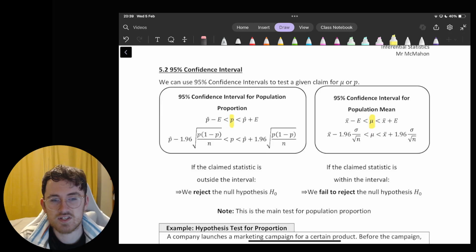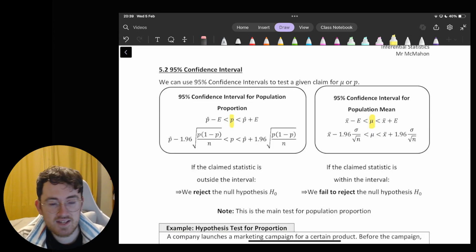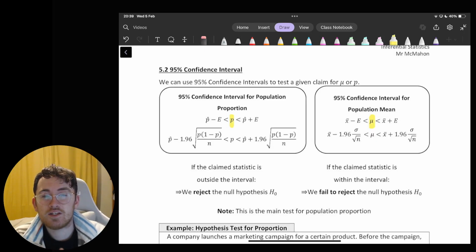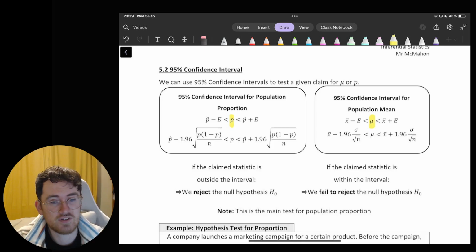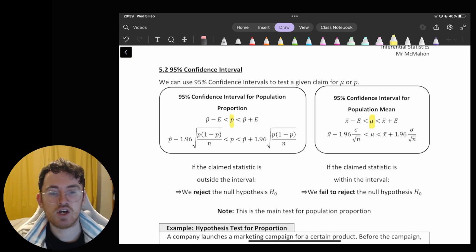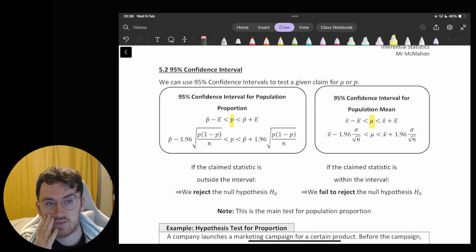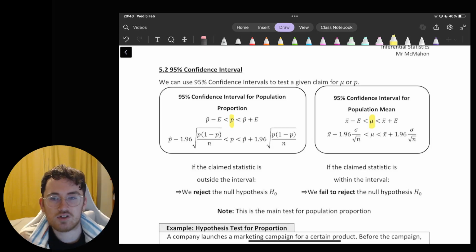Say our confidence interval is between 20 and 40. If they claim it's 35, it could be 35. It could equally be 27. So just because their value is within the range, we can't outright say that it's rejected, but we fail to reject. We don't accept that that is the actual answer either, because there's still that margin of error involved. I've put that note as well that this is the main test for population proportion. So if it's to do with proportions, so you're thinking about percentages or fractions of a group, then you're going to be looking at a hypothesis test following this layout here.